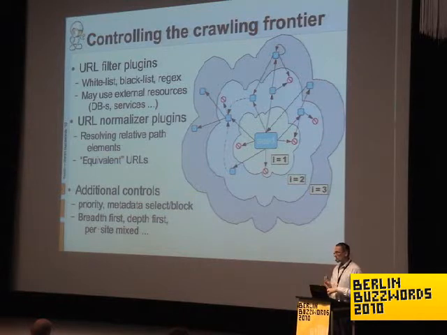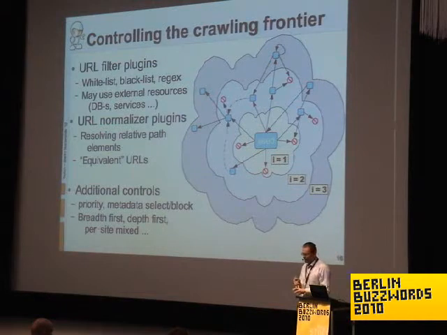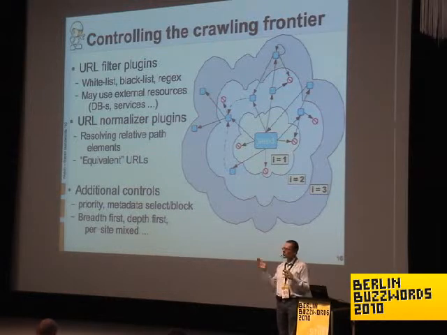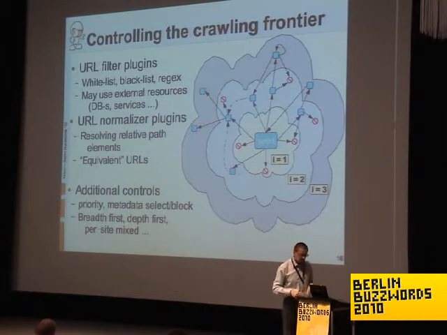And there are also different strategies for crawling. The one that is implemented in Nutch out of the box is breadth first. So as you learn about new sites, you follow outlinks in breadth-first search. There are some situations where you may want to go depth first, like if a site requires maintaining cookies or some authentication or whatever.